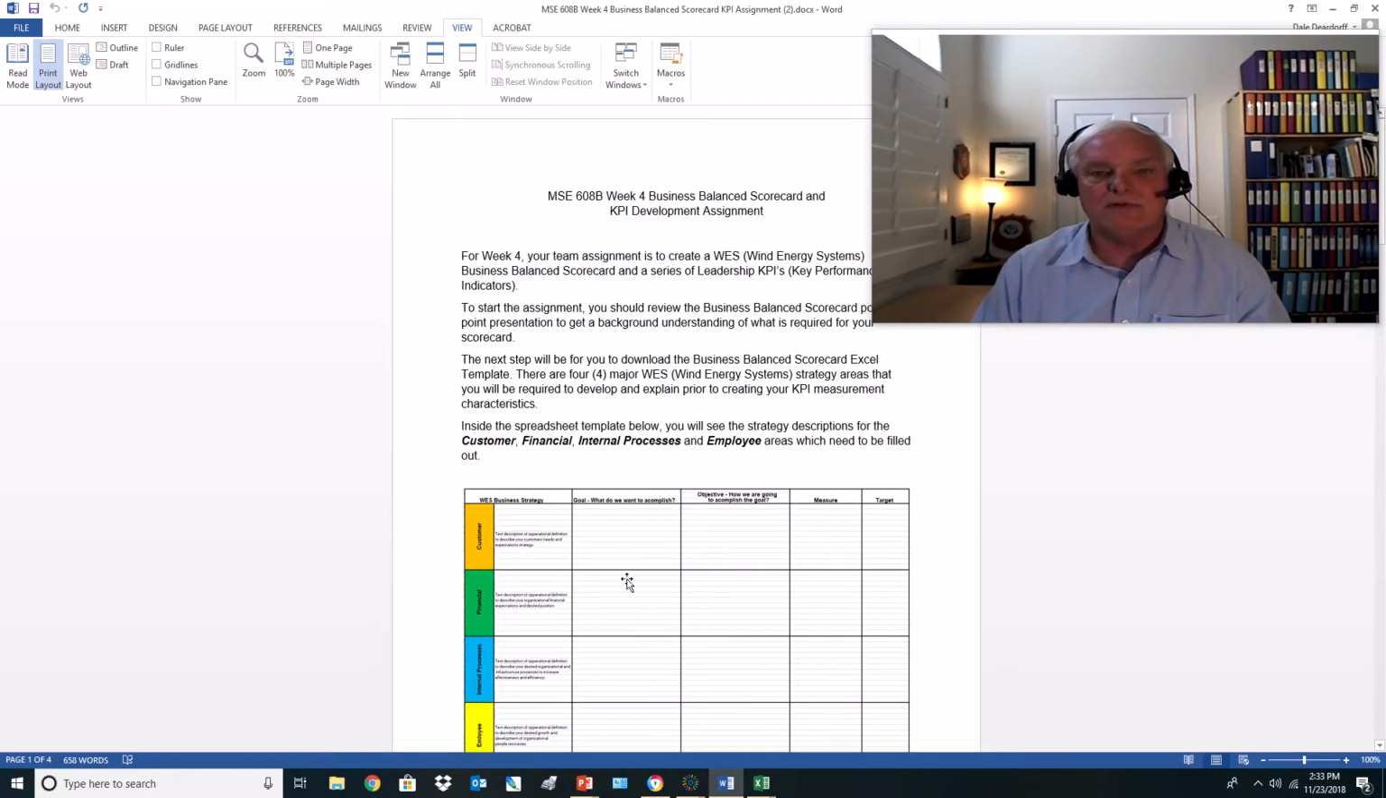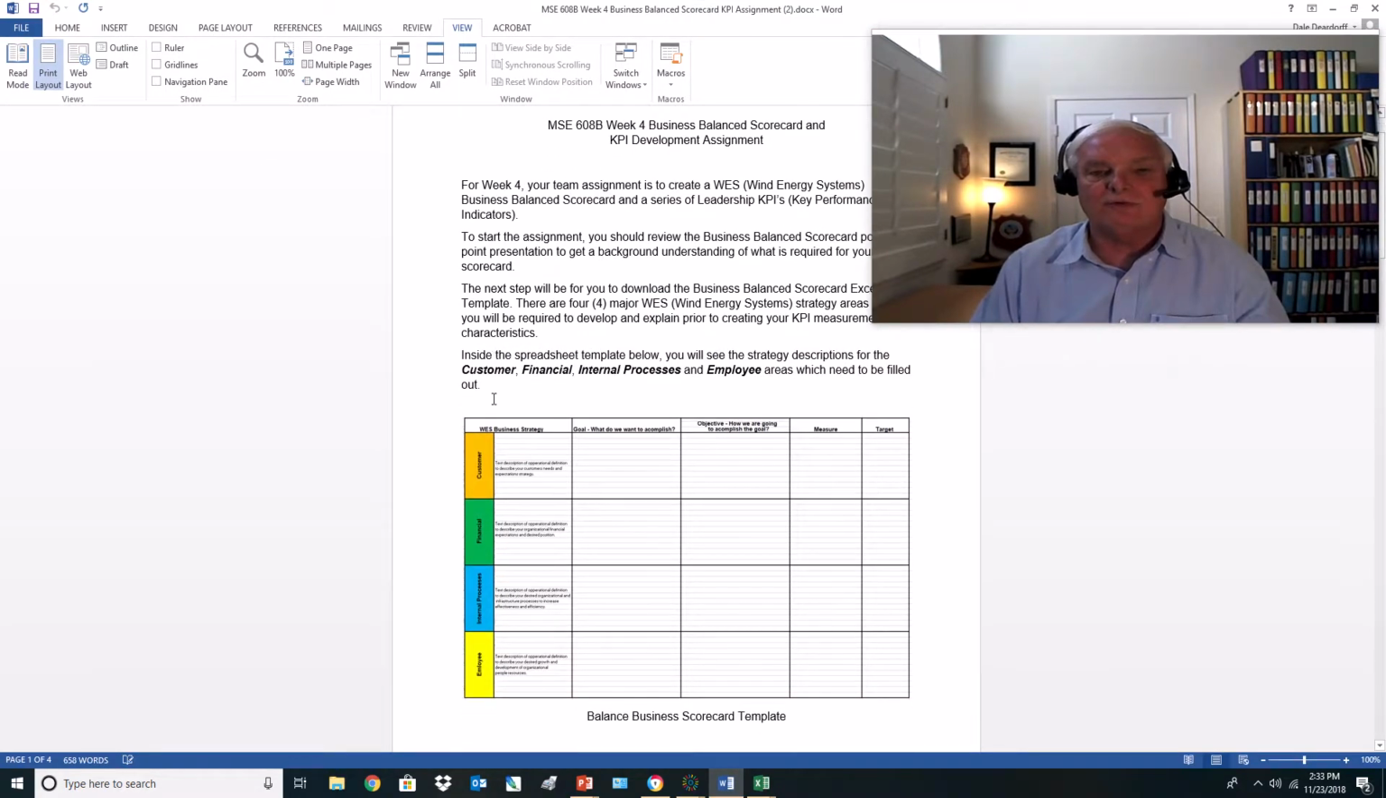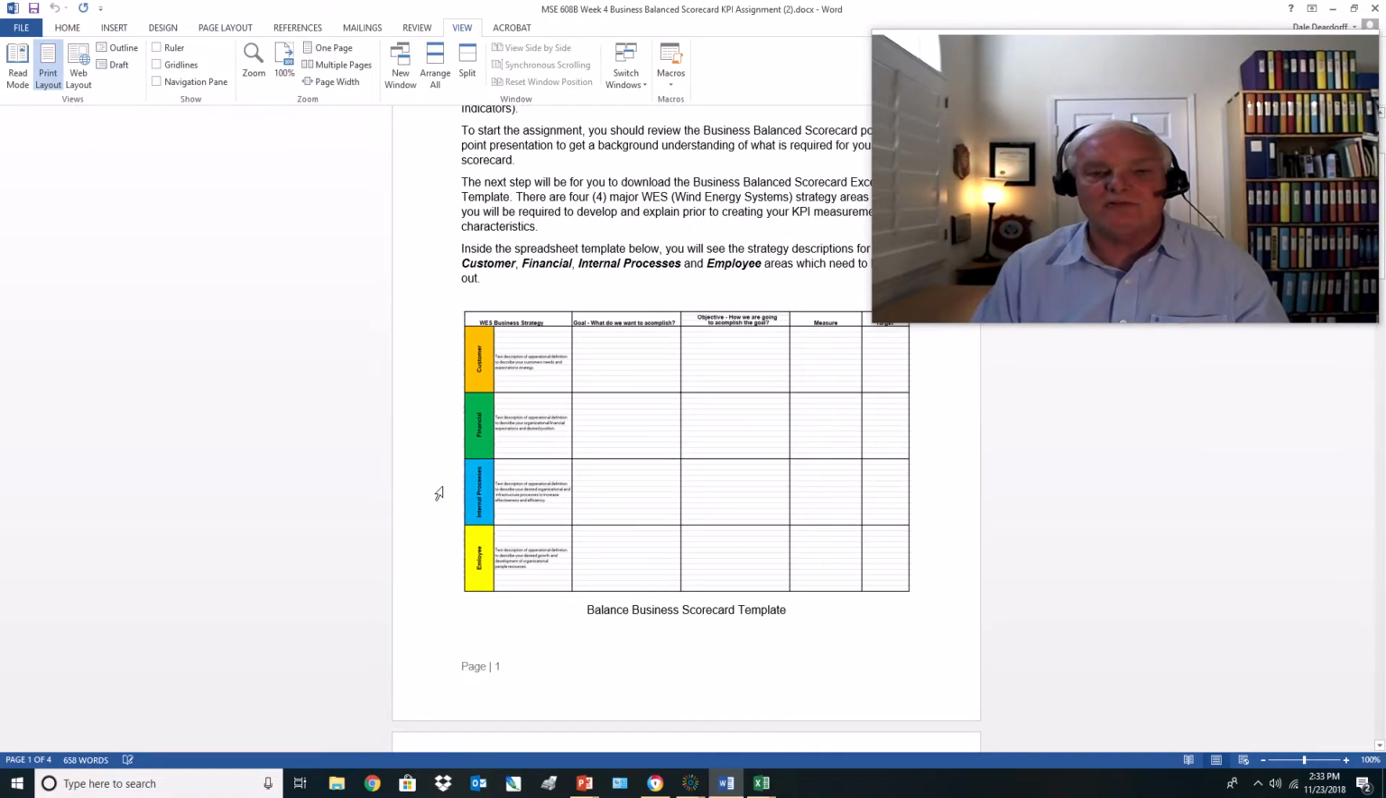I'll pull that up, and you'll see that I give you clear definition as to what's required. I give you a snapshot of the template that you're going to be creating for Part A, which is going to be that business balance scorecard, and you'll see that there are 4 different elements to it: customer, financial, internal processes, and the employee. And you're going to go back and make sure that you've got a very aligned business strategy associated with each one of those.